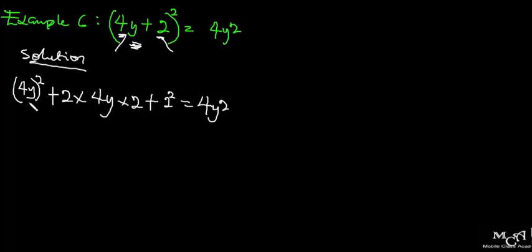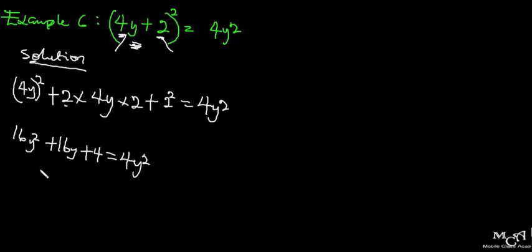Now we have our first term squared. That is 4 squared, what is that? It is 16. Y squared, so if we square our y, we are going to have y squared. Good. 2 times 4y times 2: 2 times 4 is 8, times 2, that's plus 16y. Because 2 times 4y is 8y, and 8y times 2 will give 16y. Then 2 squared is 4. Everything equals 4y squared.